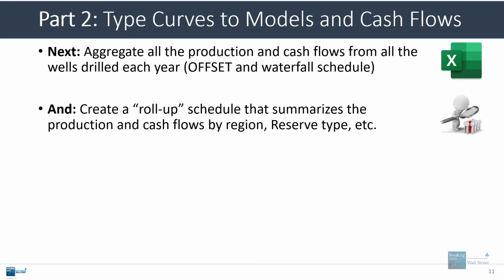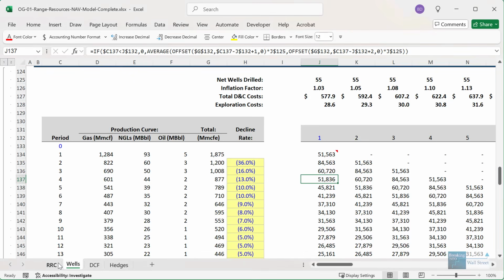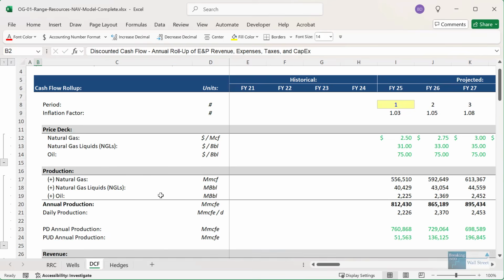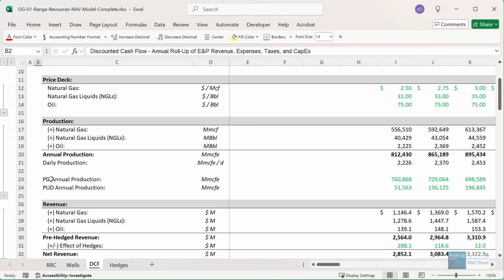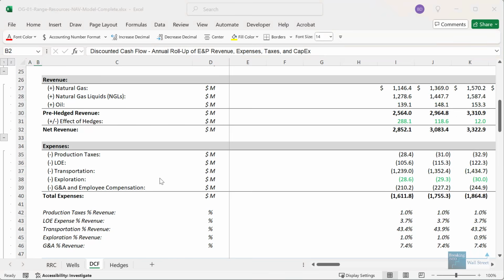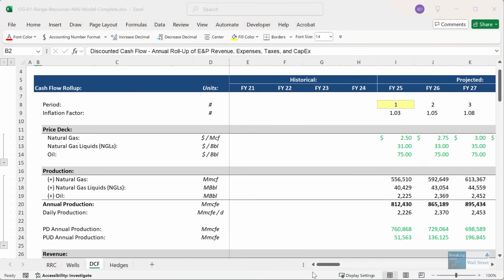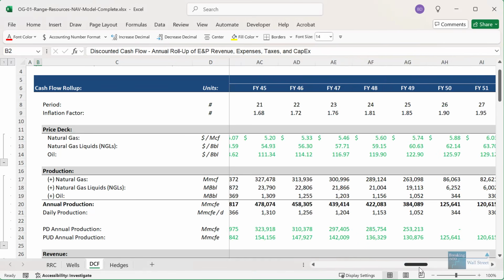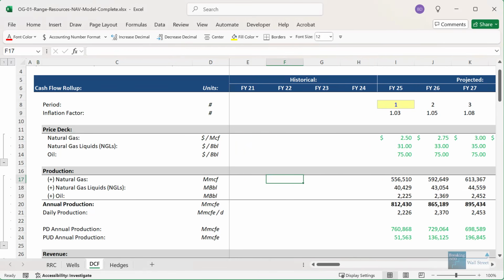Then after that, you create a roll-up schedule that summarizes the production and the cash flows by commodity type or by reserve type or well type or region or something like that. And you create this type of long cash flow projection, which for an oil and gas company can actually extend over several decades, if not even longer than that.